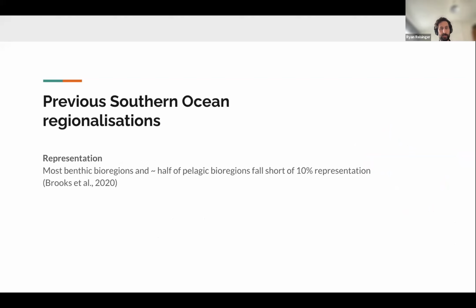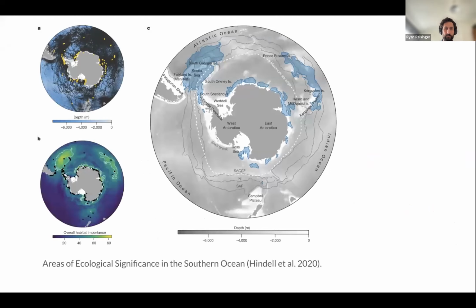Cassandra Brooks and her colleagues assessed the representation of those two regionalizations in the current MPA network in the Southern Ocean, and found that half of the pelagic bioregions fell short of even 10% representation, and most of the benthic bioregions fell short of that 10% representation target. So there's a clear need for expanding the MPA network in the Southern Ocean.